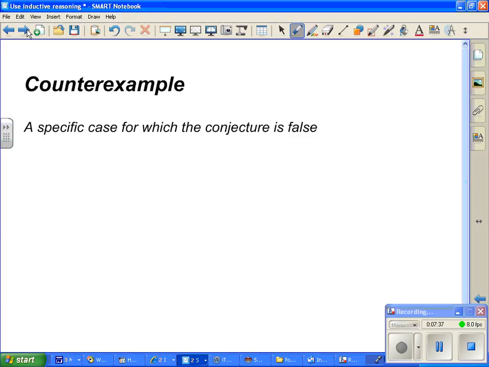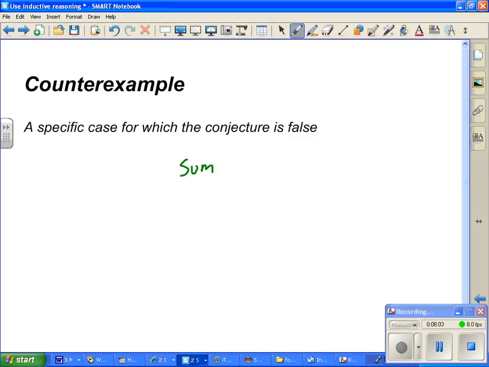Let's see if we can find a good counterexample here in your book. Okay? In your book, example 5. The student makes the following conjecture about the sum of two numbers, finding a counterexample to disprove the student's conjecture. This is on page 74. The sum of two numbers is always greater than the larger number.